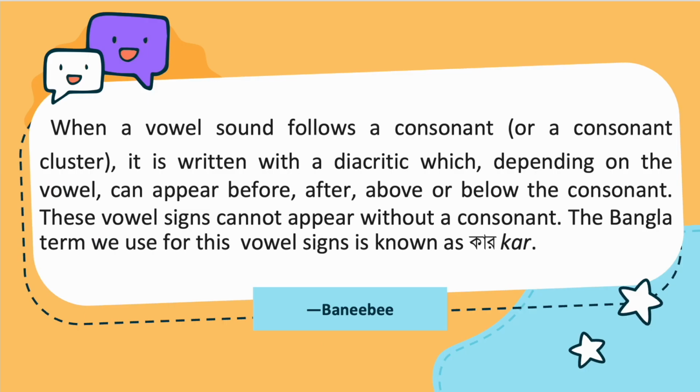When a vowel sound follows a consonant or a consonant cluster, it is written with a diacritic which, depending on the vowel, can appear before, after, above or below the consonant. These vowel signs cannot appear without a consonant. These vowel signs are known as kar. Let's have a look at a word which uses the diacritic.